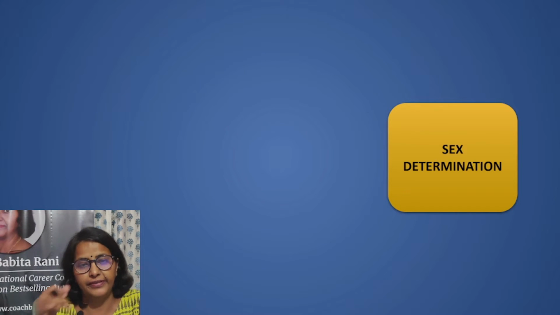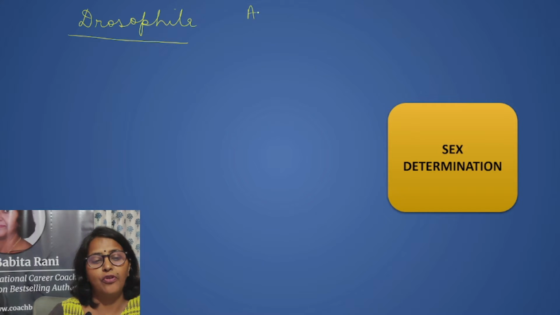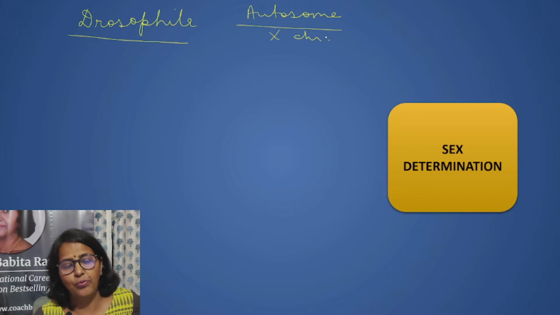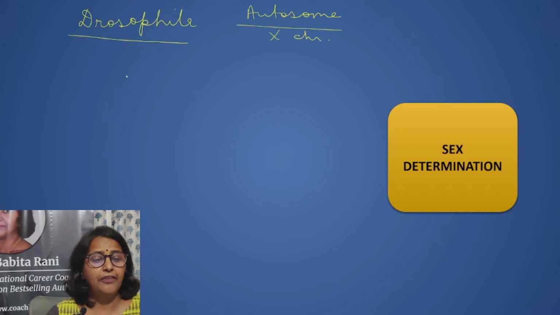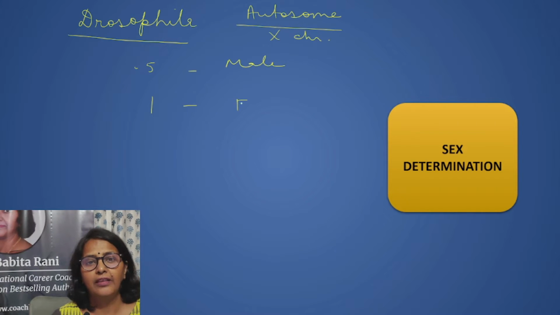Another way of determining sex is seen in Drosophila. Here, the ratio of autosome by X chromosome, the number of autosomes and the X chromosomes, will determine what the sex of the individual will be. If the ratio comes to 0.5, the individual will be a male. If the ratio comes to 1, the individual will be a female.